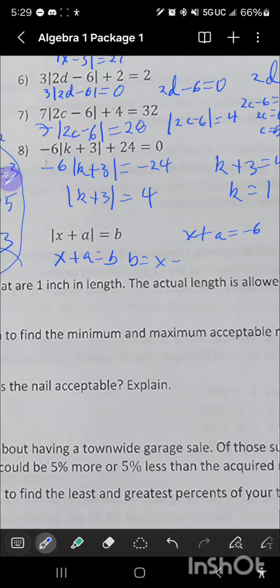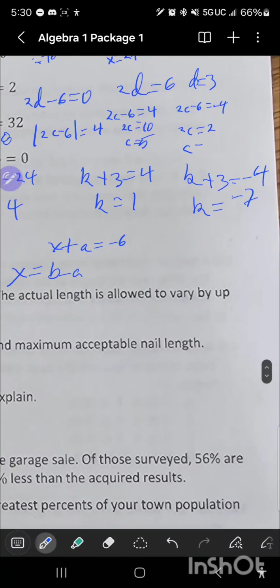We need to subtract a from both sides, so x is equal to b minus a, and in this other case it's the same. We need to subtract a from both sides, so x is equal to negative b minus a.